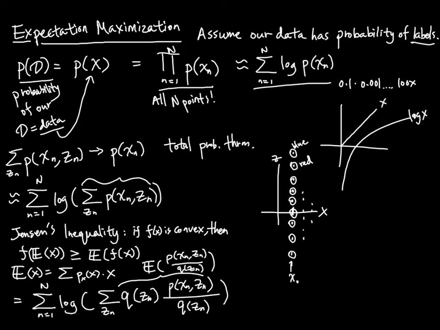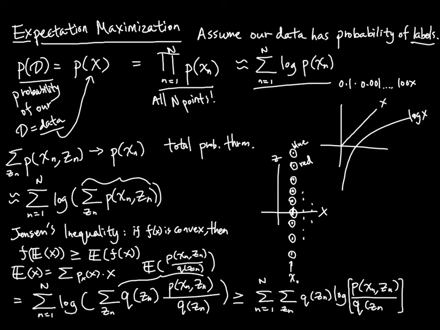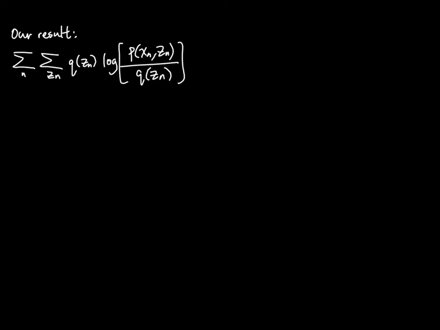And by following this rule that you blindly just follow because I don't have enough time to prove, we will say that this is greater than or equal to the summation of n equals 1 to N, sum over Zn of Q of Zn times log of P of xn, Zn over Q of Zn, this entire thing inside of the log. So this is our result from the last slide. And now we're going to continue.